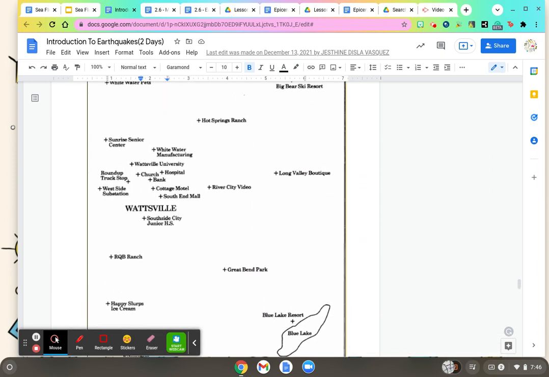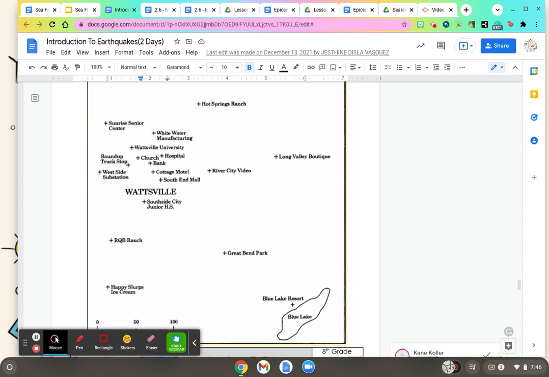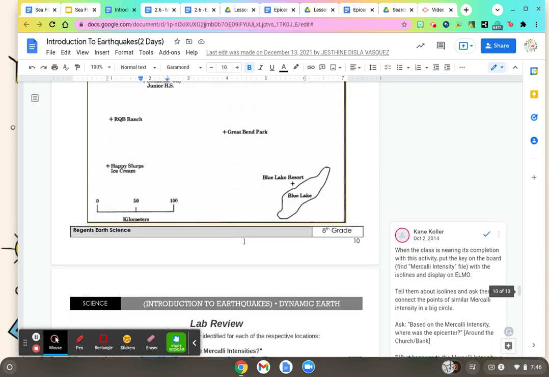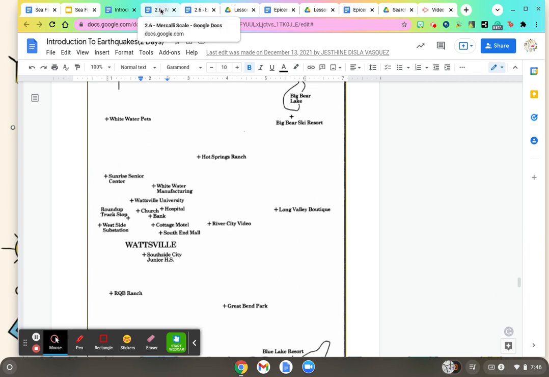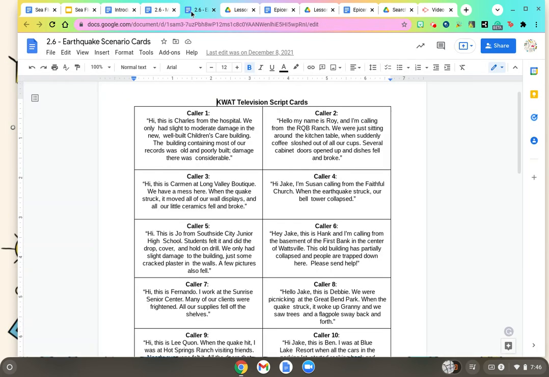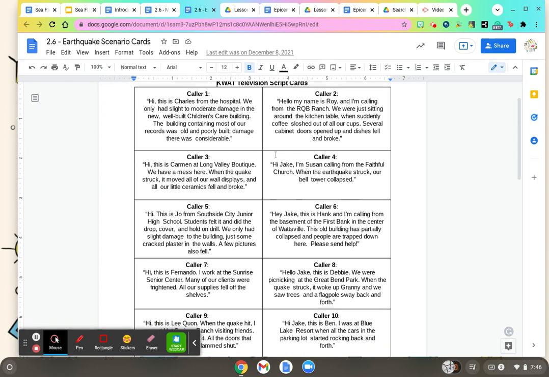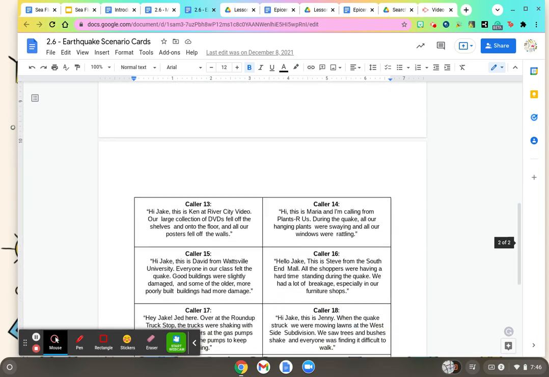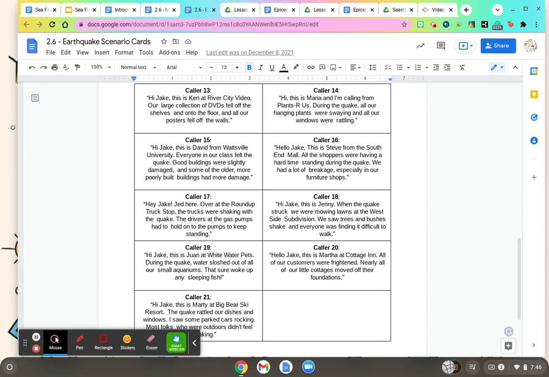Here's what the map looks like. So you need to identify first, where is the hospital that Charles is calling from? So it would be right here, the hospital, and then you're going to label it. By the end of your lab, and let me show you what the caller list looks like. This is the entire caller list. And this is the second part. Ask us for the caller list. We do have some available for you. It's not in your lab, but you will need this to complete it.